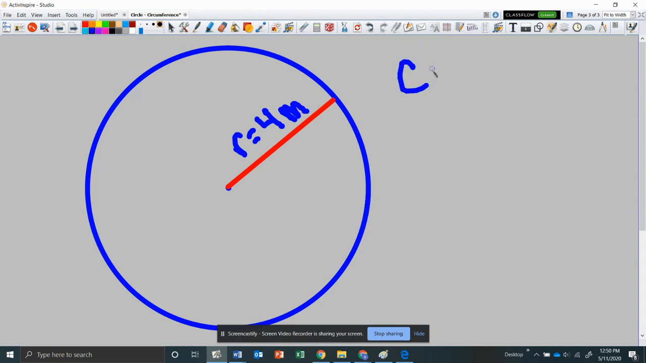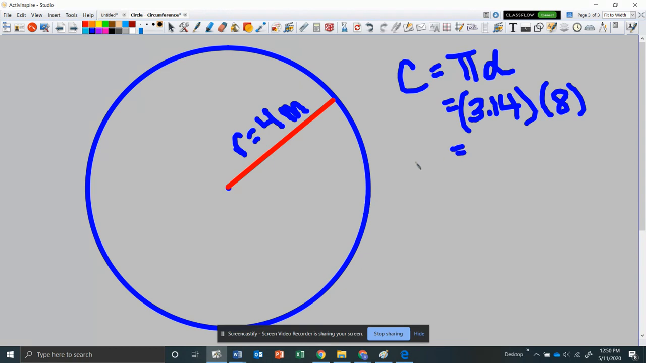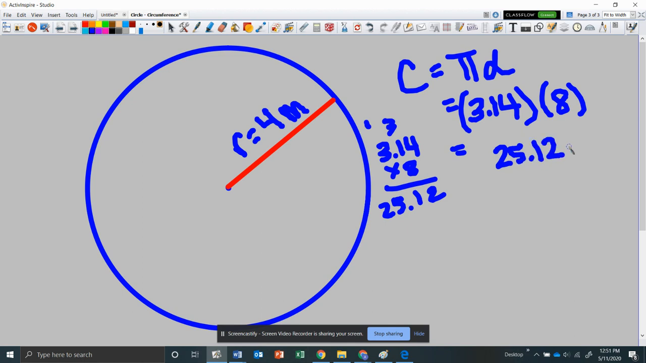Okay, then I can find the circumference by doing pi times the diameter. Pi is 3.14. Let's see, the radius is 4. So what does the diameter have to be? Yeah, it has to be 8. So we're going to do 3.14 times 8. And I get 25.12 meters. That's for my circumference. Okay. Now we're going to do the area.